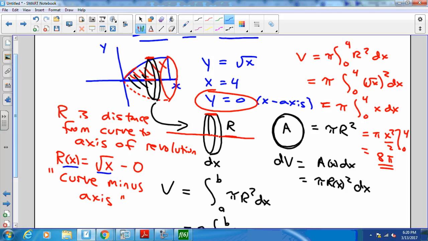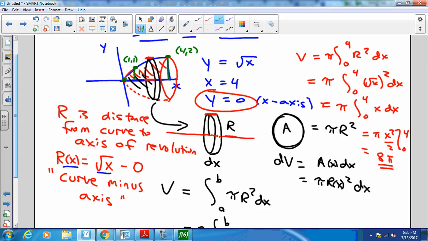8 pi. Now, what is the meaning of saying that my radius is the square root of x? What I'm saying by that is this. Over here, when x is equal to 0, this point essentially creates a disk of no radius. Then when x is equal to 1 and y is equal to 1, now I have a radius of 1. And out here when x is equal to 4 and y is 2, my radius is the square root of 4, which is 2. So you can see that I've got disks of all sorts of different radii that are being stacked on top of one another to form this entire solid.